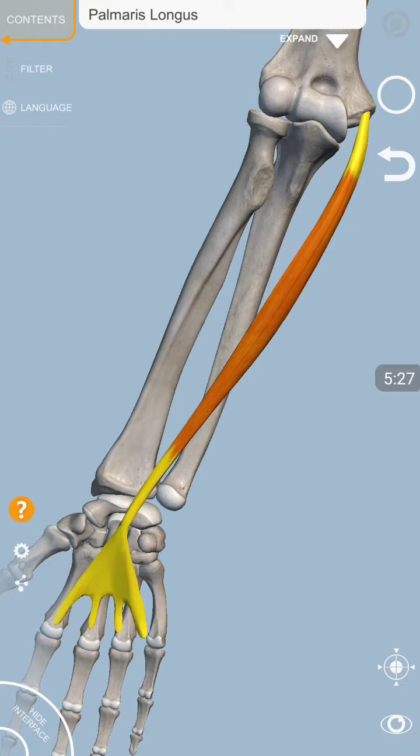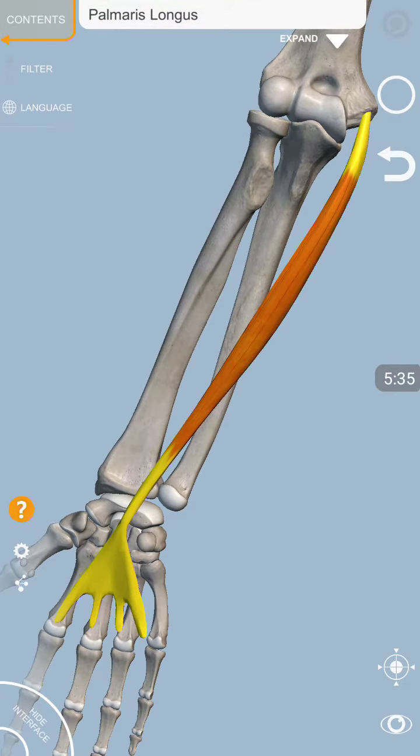So this is the palmar aponeurosis, flattening of a tendon. It is actually triangular in shape. This is the distal base of this triangle, and here comes the apex of the triangle. So palmaris longus gets attached onto the apex of this triangular palmar aponeurosis.